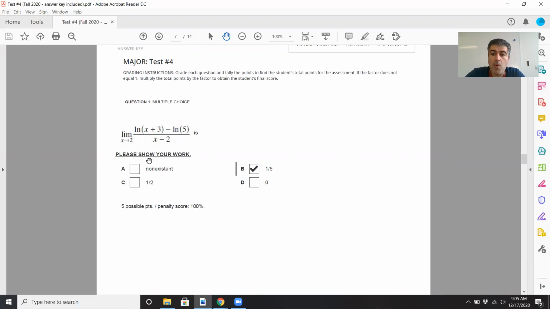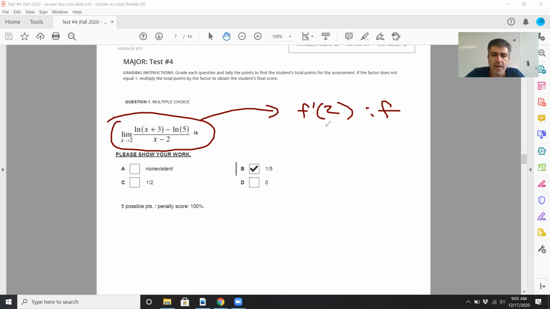So starting with number 1, you have the natural log of x plus 3 minus the natural log of 5, over x minus 2, and you're taking a limit of that as x approaches 2. This wasn't really a major issue. The good thing is that I think you guys recognize that this is just a derivative, right? And we even had a quick discussion about that before our test on Tuesday. So that's just f prime of 2, if f of x equals natural log of x plus 3.